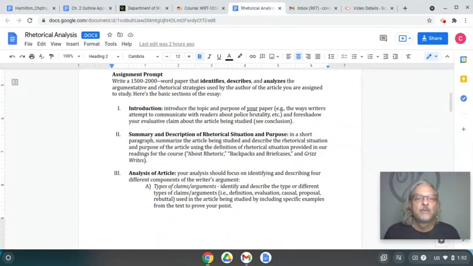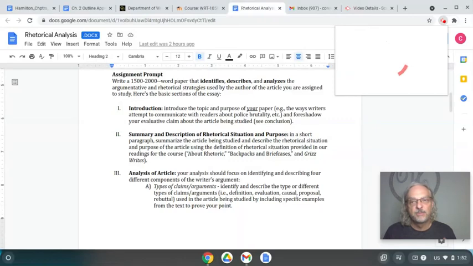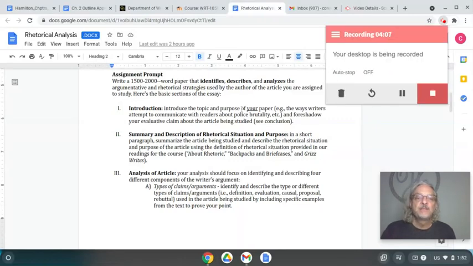So we're going to write a relatively short rhetorical analysis. An introduction introduces the topic and purpose of your paper. Then we'll give a summary and a description of the rhetorical situation. Recall, this is that context. There's a rhetor, there's a purpose, there's an audience, and it's all within this context. Why did it need to be written? Why is it being written? What's trying to be conveyed? What was the meaning, and what's the purpose behind this?